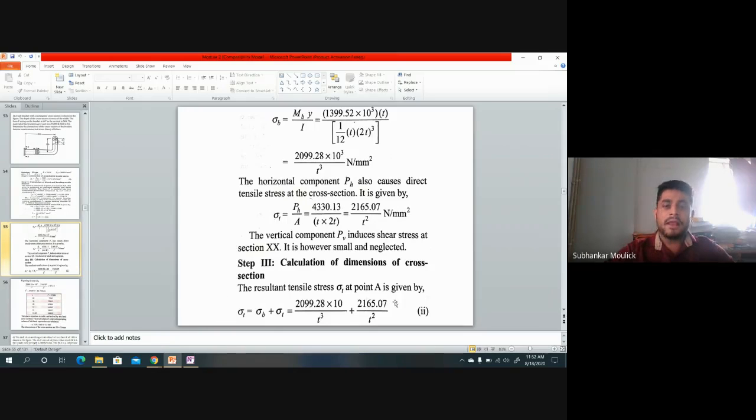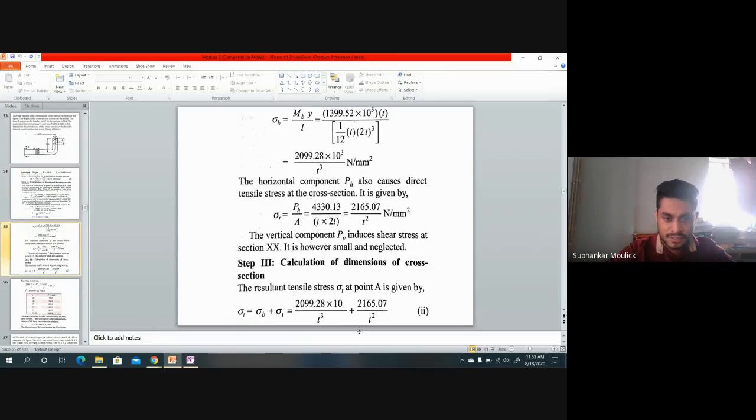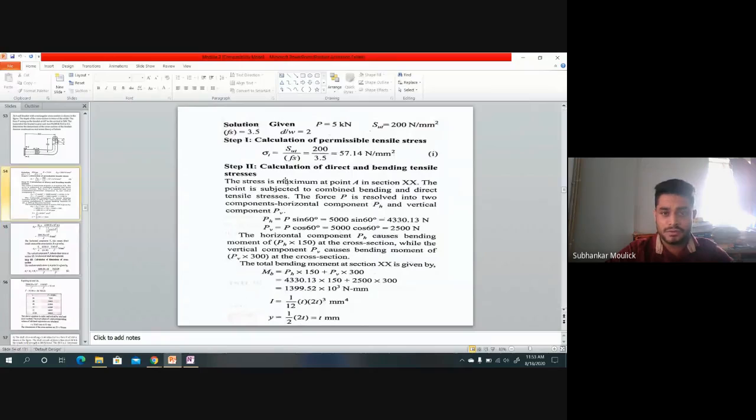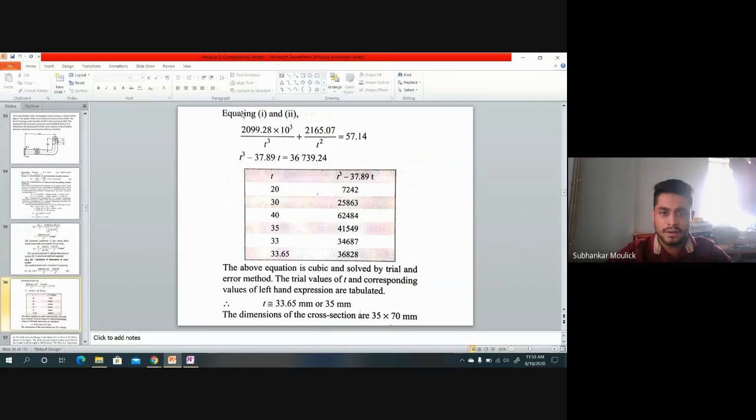overall stress. Now, according to principal stress theory, any mechanical component, and for this problem my mechanical component is this particular bar, will fail when the maximum principal stress generated in the problem, which is nothing but sigma b plus sigma t, is equal to the permissible stress of the problem. The permissible stress we have already calculated, that is 57.14. So I will equate this 57.14 with this equation number 2, and then you solve it.